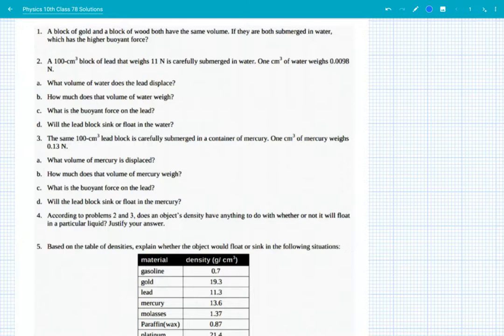All right, number 3. The same 100 centimeter cubed lead block is carefully submerged in a container of mercury. Mercury is toxic. It's dangerous for people, especially if it's vaporized. It can cause you lots of problems.